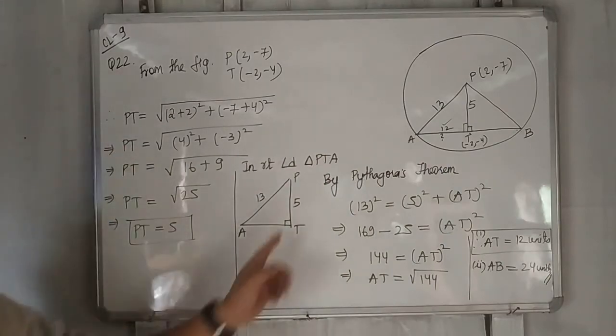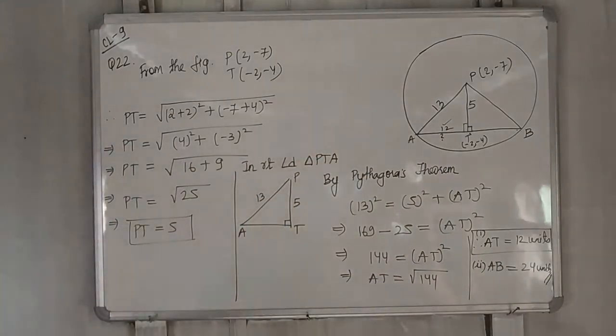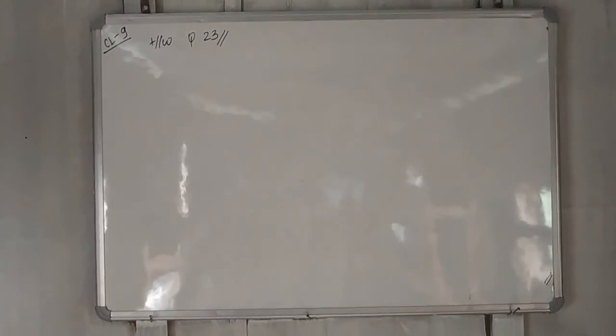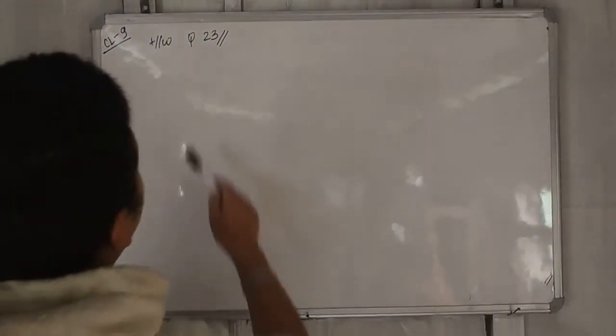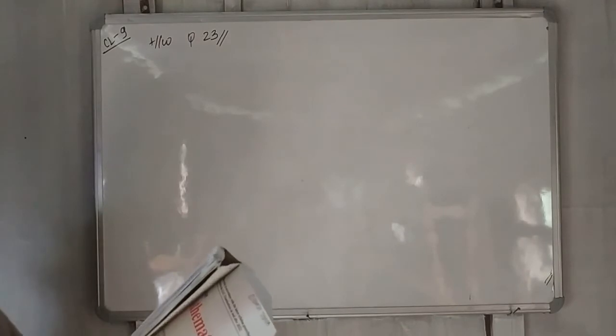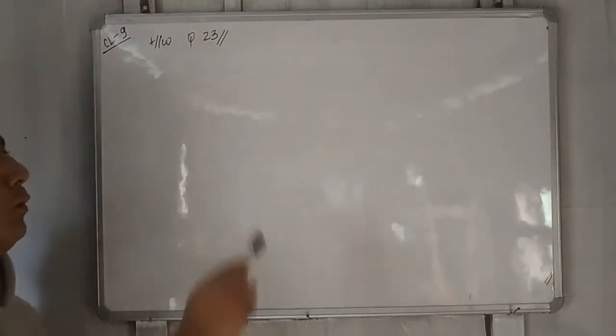So please pause the video and note it down properly. Okay, boys? Alright, boys, so this much for today. Your homework will be question number 23. 23 you can do yourself and also find the square root.